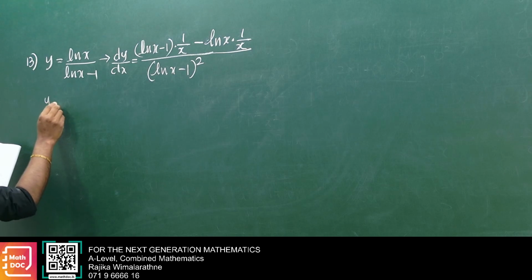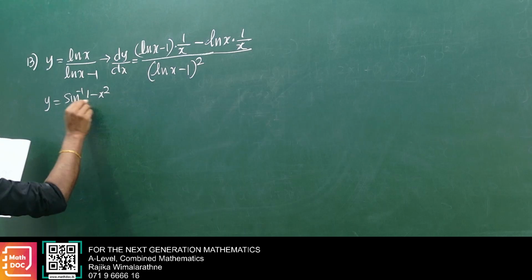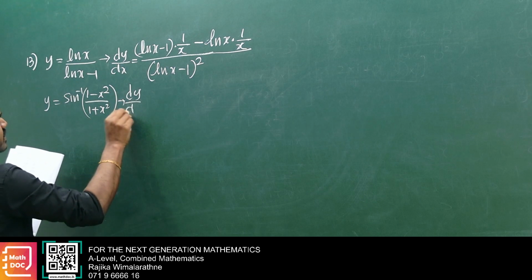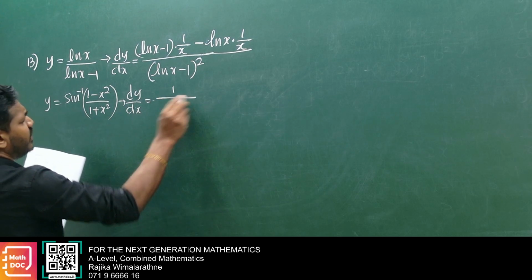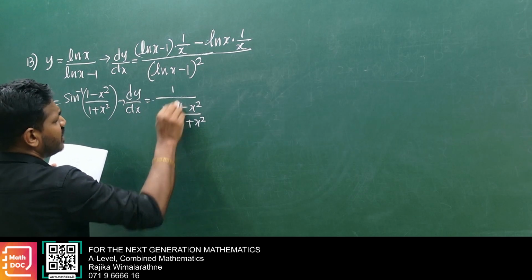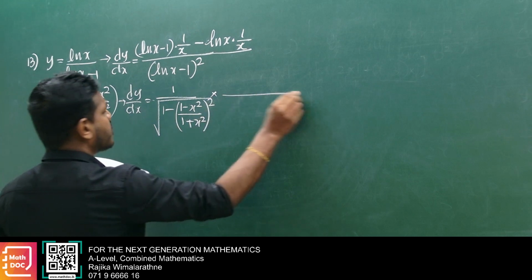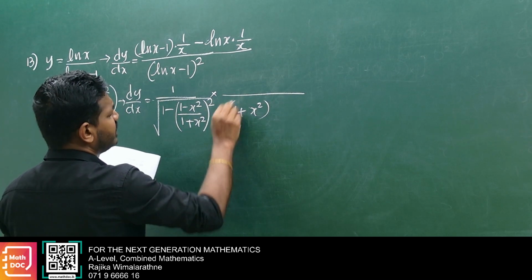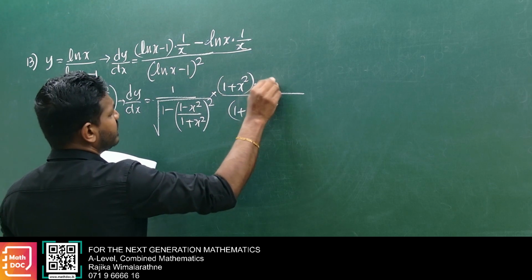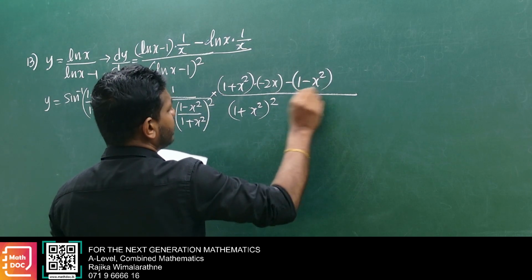Then 14, y equals sin inverse of the square root of 1 minus x squared over 1 plus x squared. dy by dx is 1 over the square root of 1 minus the whole thing, again division, denominator is square, denominator times derivative of numerator minus numerator times derivative of denominator.